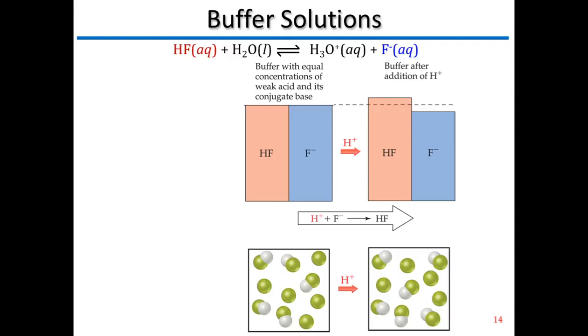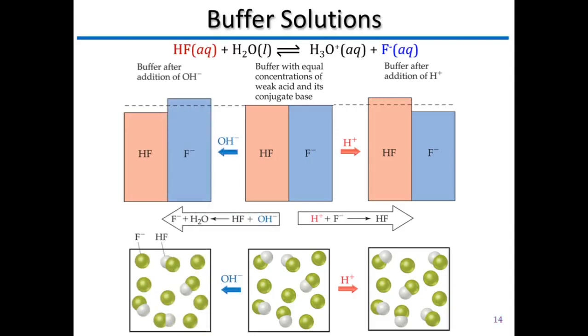Okay, then down in the picture down below, you can see that we have a little less F minus and a little more HF. So we've decreased our amount of F minus slightly, as you can see by the dotted line, and we've increased the amount of HF also by the same amount. Okay, so that was if we add an acid, so if we add H plus.